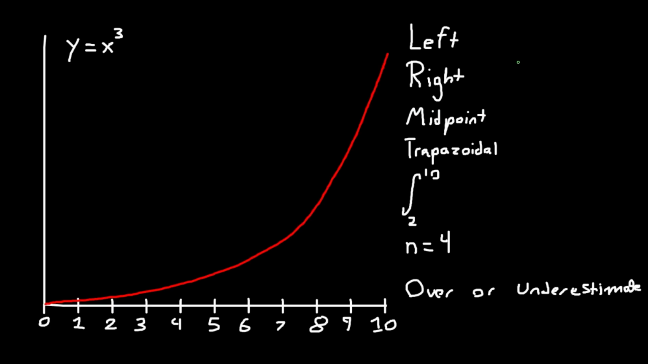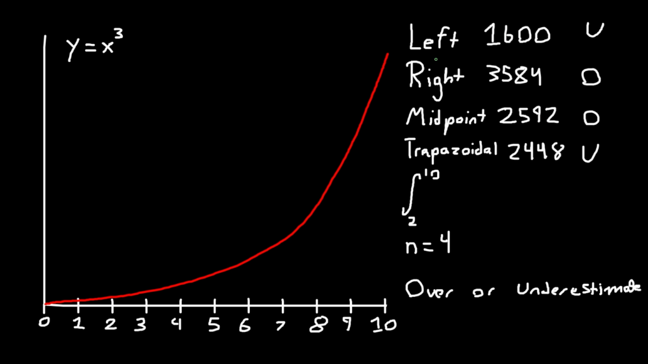Here's your final problem of the video. Solve for a left, right, midpoint, and trapezoidal Riemann sum across this interval with 4 different subgroups, and then include if it's an over or underestimate. And just be warned, this is a different exponent than before. Do it on your own, and then I'll show you the answers in a second.